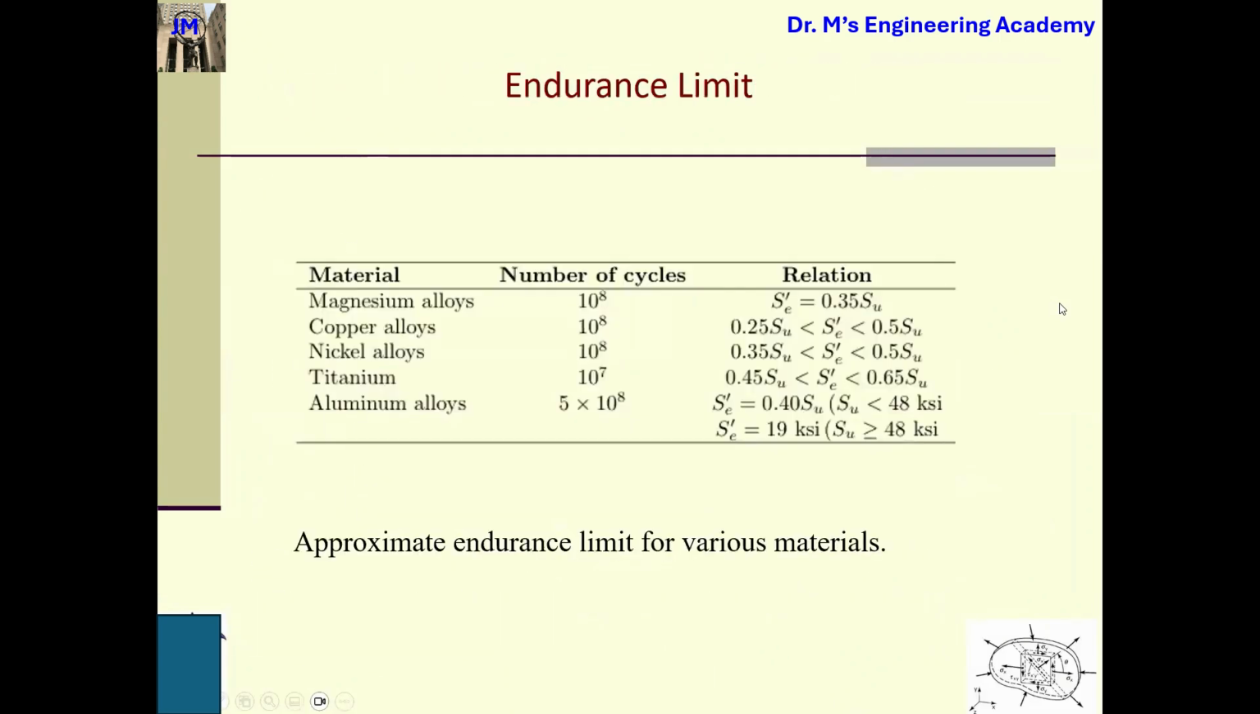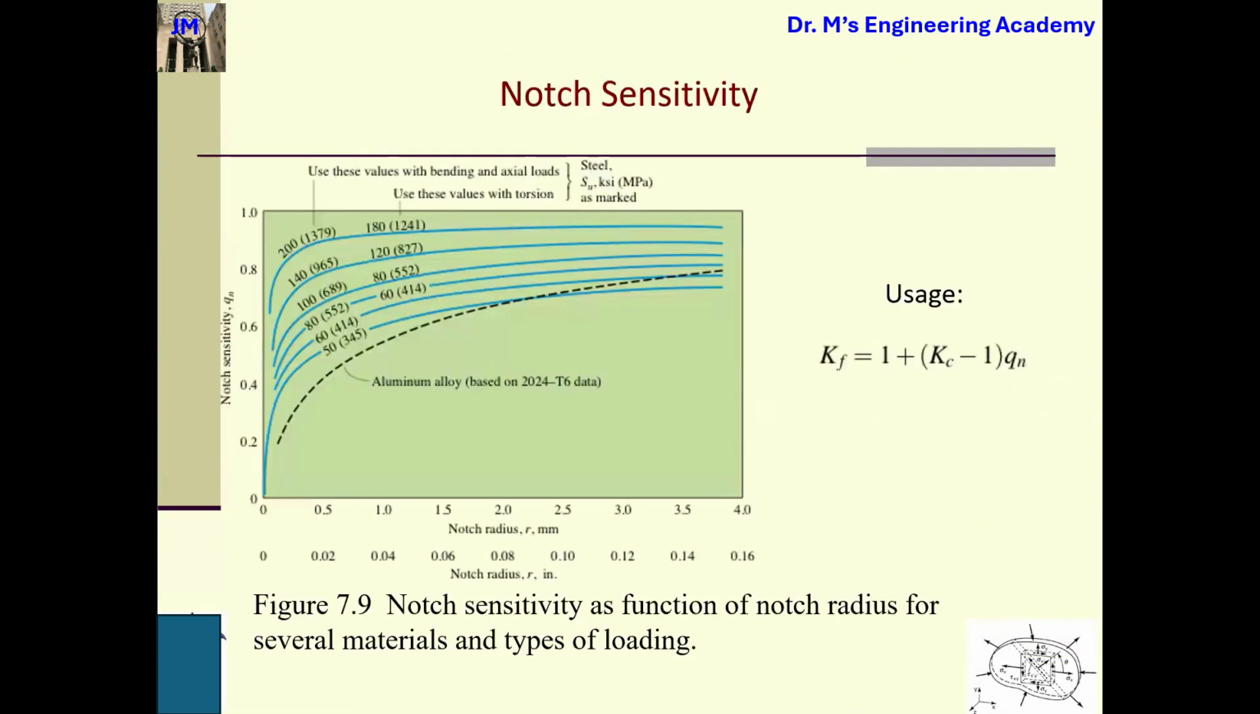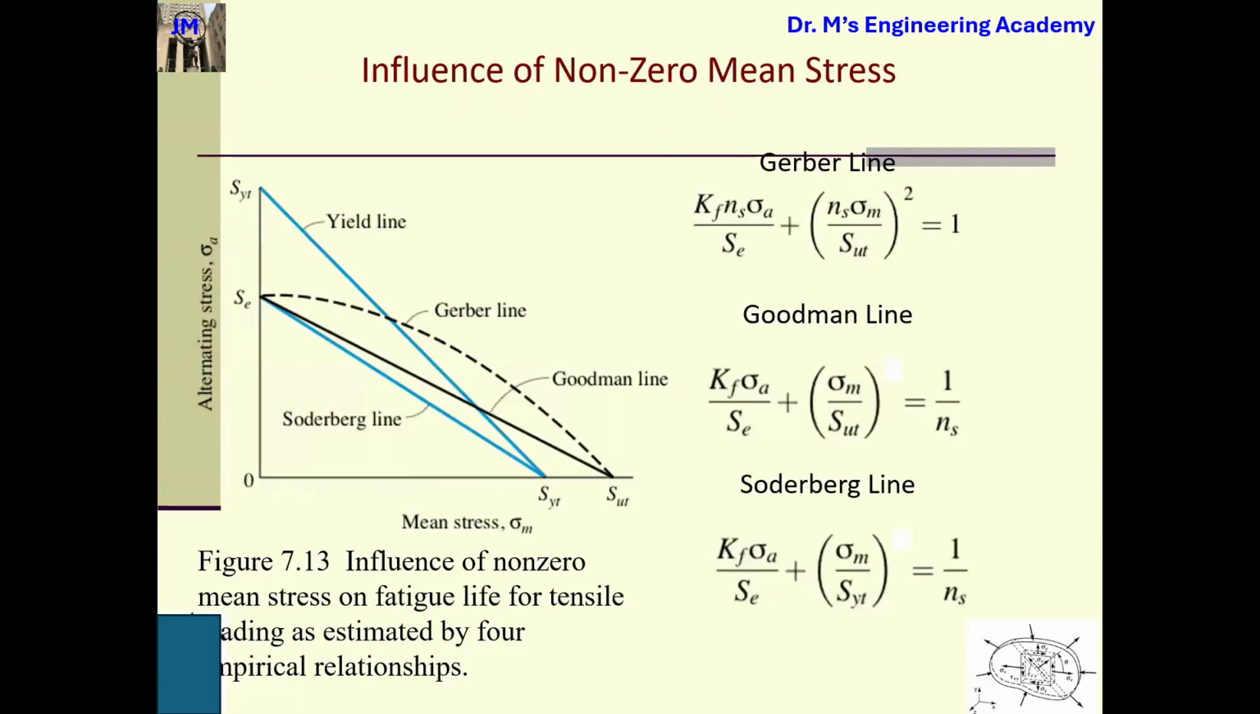This is about how the mean stress matters. So we talk about several criteria: one is the Gerber line criteria, one is the Goodman line, and one is the Soderberg line. The Gerber line is a very good one, however it contains the power 2, so this is a quadratic equation. This is more complicated. On the contrary, the Goodman line contains only linear terms. So we are going to focus on the Goodman line.